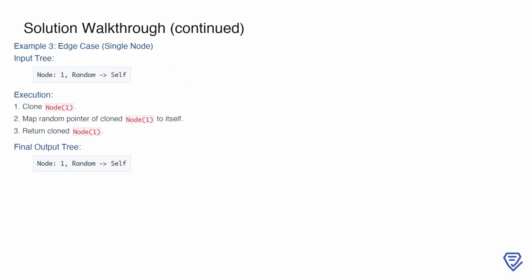Finally, let's consider an edge case where the tree consists of a single node, and its random pointer points to itself. Here, we simply clone node 1, and since it has no children, the cloning process is straightforward. The key step is to correctly map the random pointer of the clone node 1 to itself. Once this mapping is established, we return the clone node 1 as the output. The final tree consists of a single node with its random pointer correctly pointing back to itself, demonstrating that the algorithm handles this special case efficiently.